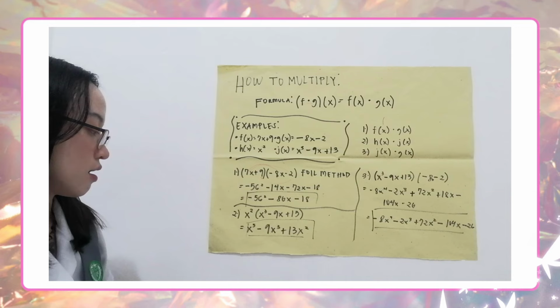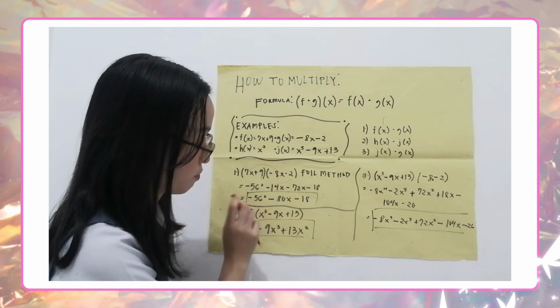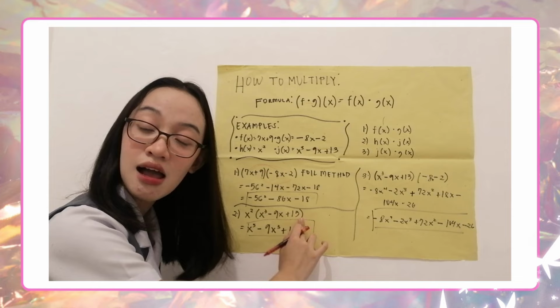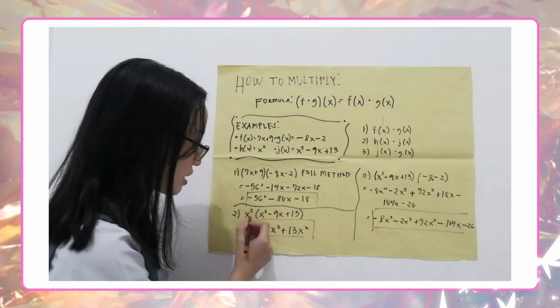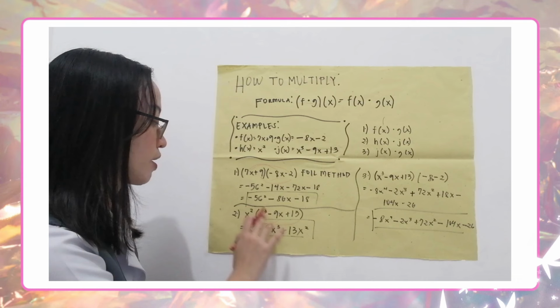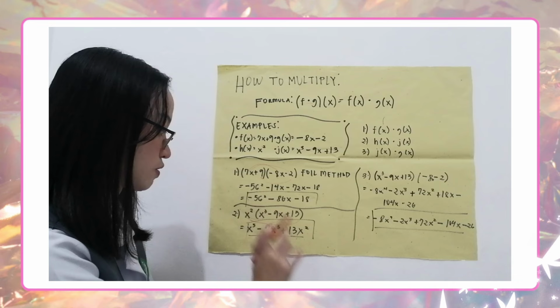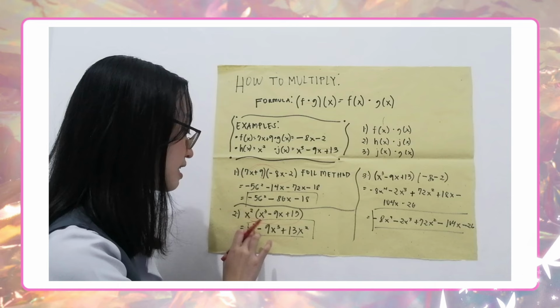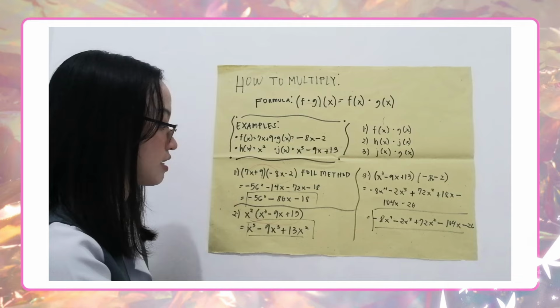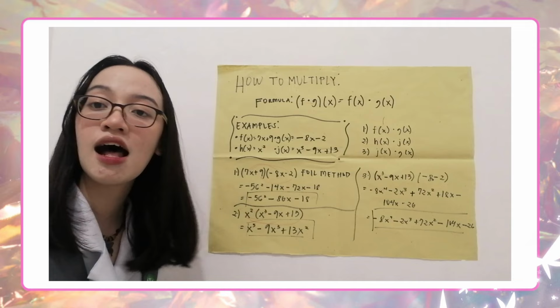Ito, mas madali na siya. X squared is multiplied by x cubed minus 9x plus 15. Mas madali na siya kasi isa lang yung number na nasa labas. So ang gagawin natin, ito dito, then pangalawa, then pangatlo. So x squared times x cubed is equal to x raised to 5. And then x squared times negative 9x is negative 9x cubed. And then x squared times positive 13 is 13x. So this is our final answer.